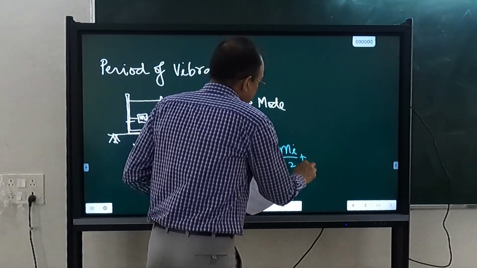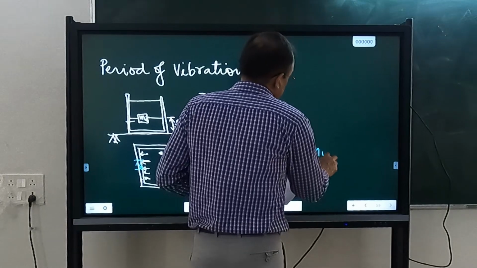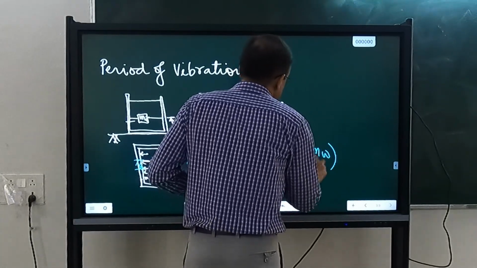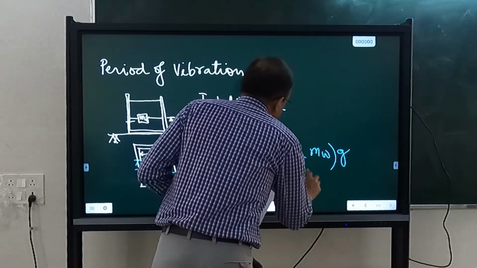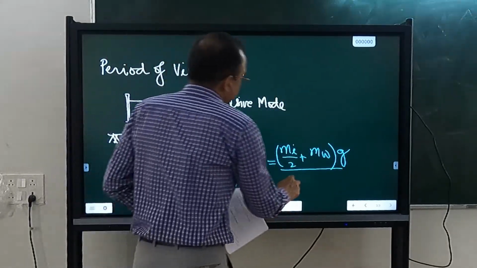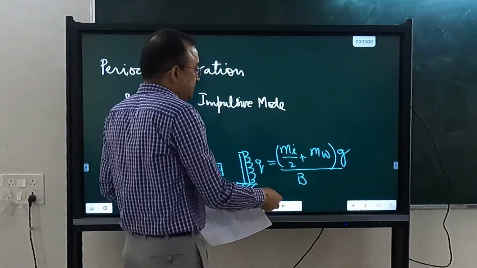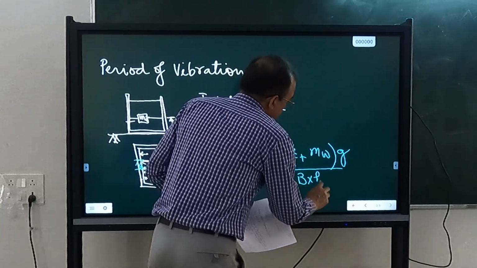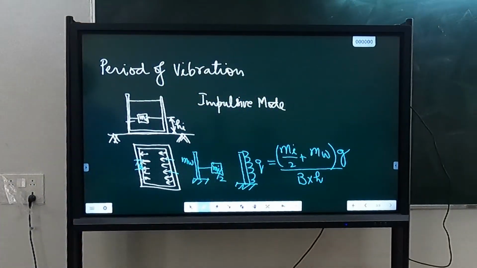by 2 plus MW into g, and we have considered a unit strip here. So the width of the strip is unity. This is the total force, into h. We have divided by the area. So that comes out to be the pressure, or UDL acting over unit strip width. Units will be Newton per meter square.